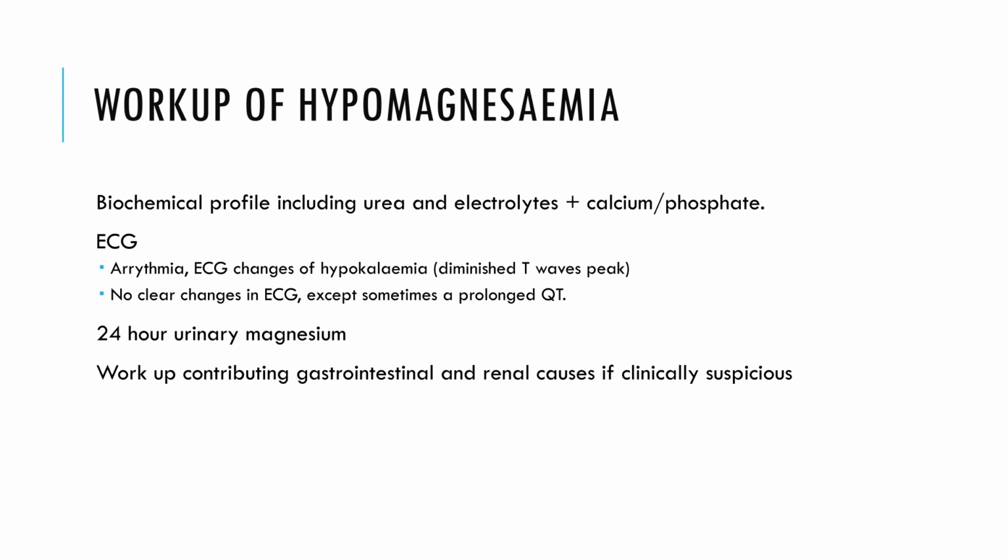Secondly, it's always good to get an ECG. It's cheap, and it may reveal an arrhythmia. In particular, what you'll be looking for is changes consistent with, say, hypokalaemia, such as flattened T waves.